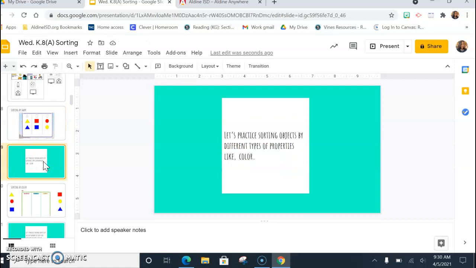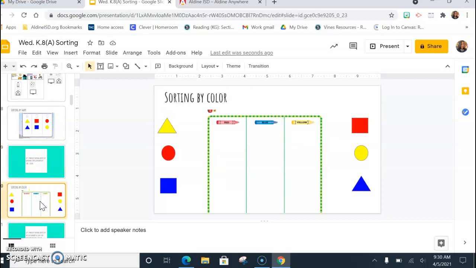Now let's practice sorting objects by different types of properties, like color, okay? So you're going to help me sort the objects by color. What are the categories that we have? What's this category? What color? Red, and then our next category is what? Blue, and then our last category is what? Yellow. So this time we're organizing our data by color, okay? We're sorting it by color, okay?